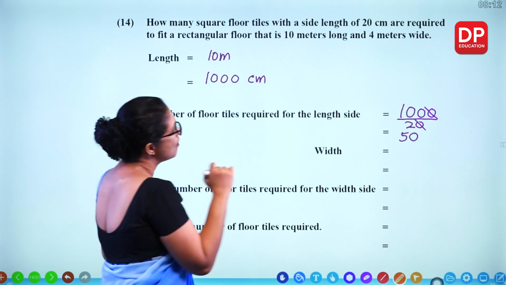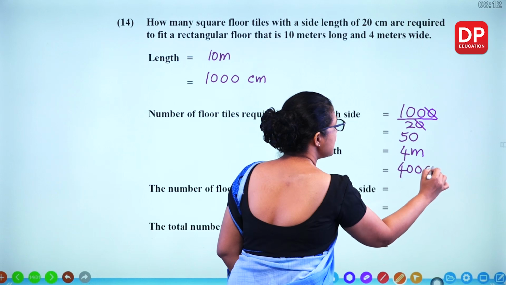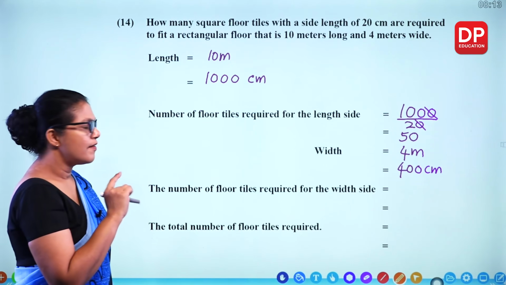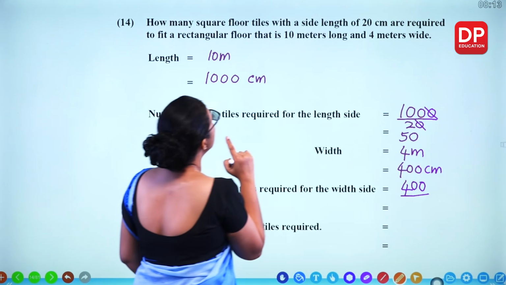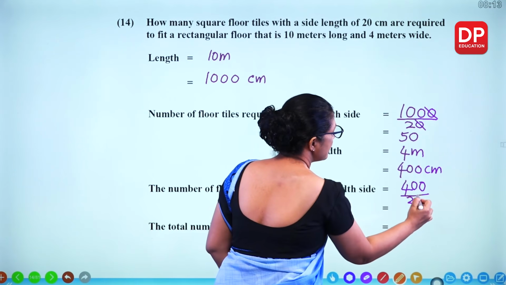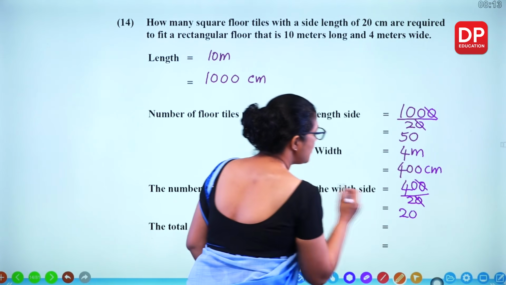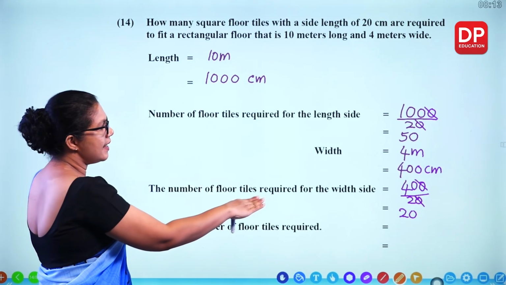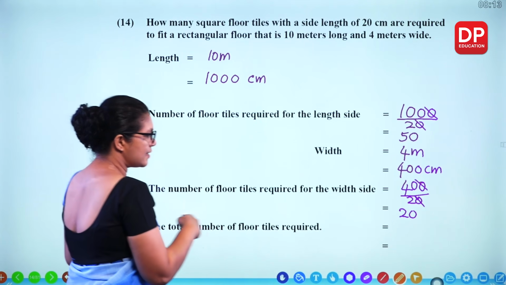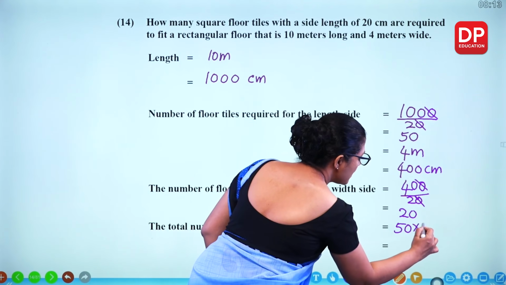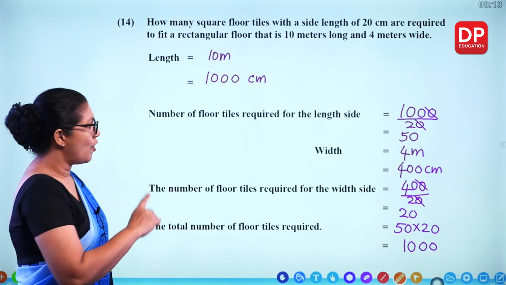What's the width? 4 meters. Convert to centimeters, that's 400 centimeters. So how many tiles required for this side? Take the length, divide by length of one tile. That's 400 divided by 20. So you get 20 tiles you need. So this way, length side, how many tiles? 50 tiles, and here 20 tiles. So altogether you need 50 times 20. So 1000 tiles you need for this floor.